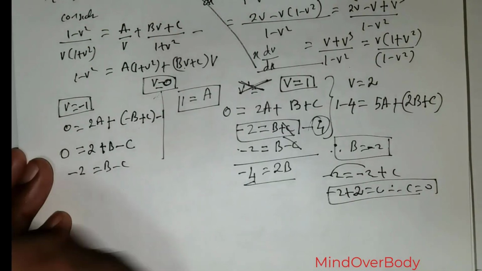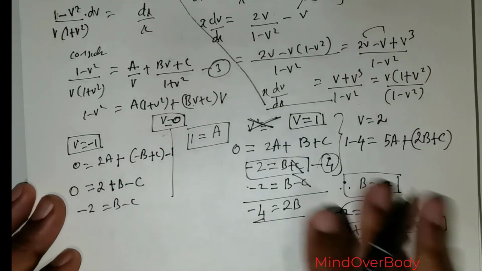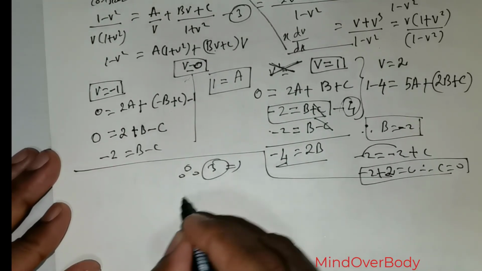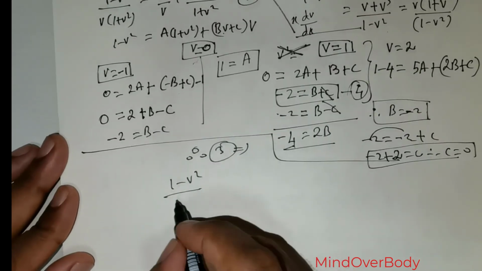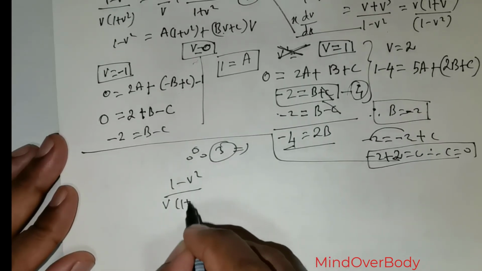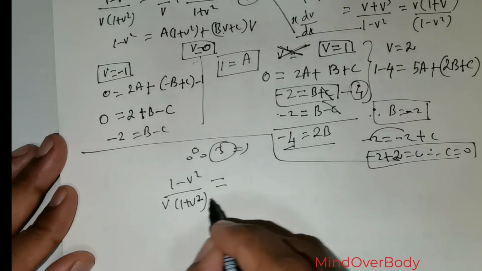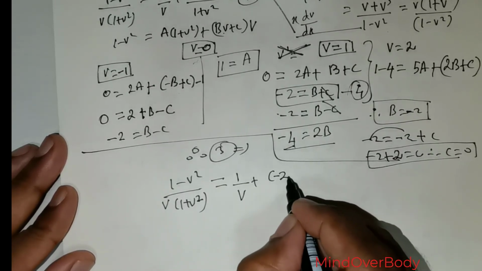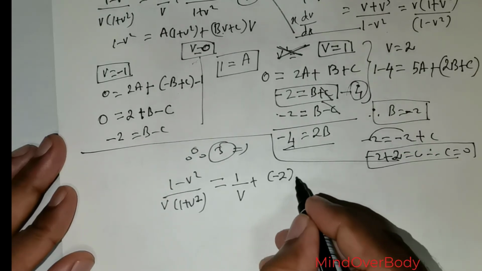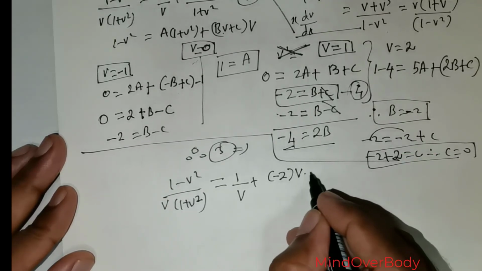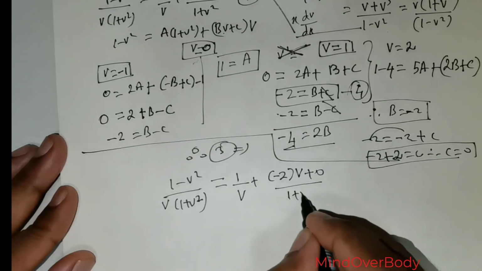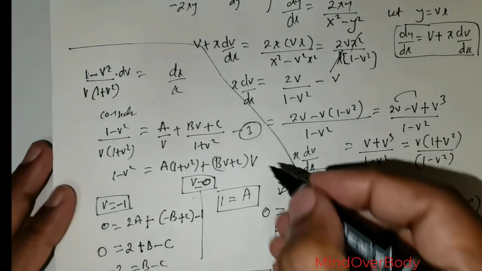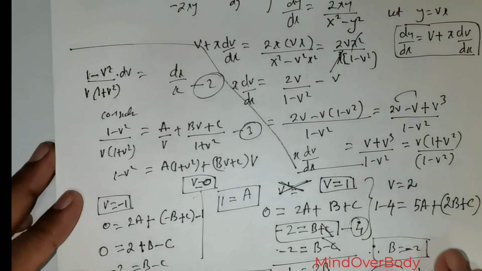So if I take this as sum 3, I can write 3 as (1 − V²) divided by V times (1 + V²), which is equal to, my A is 1 over V, plus my B is −2 times V, my C is 0, divided by 1 + V². So that's fine. So it all comes down to this. I'm going to take this as 2.